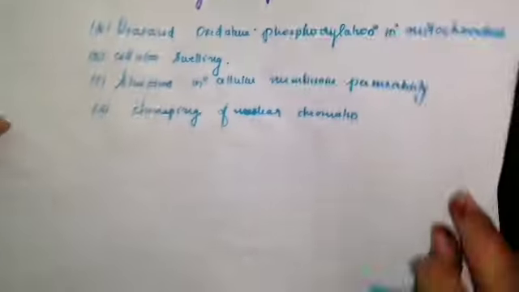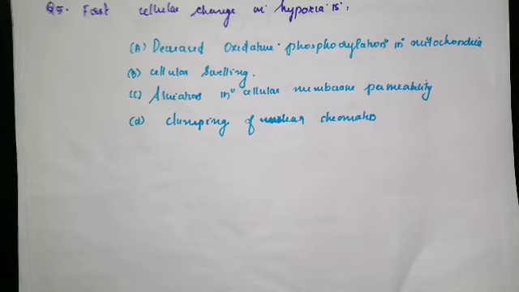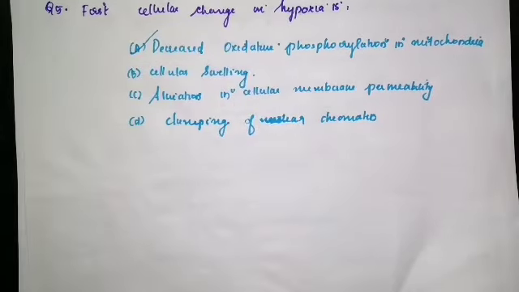Question number 5. The first cellular change in hypoxia is, we know that in hypoxia the first cell organelle to get damaged is the mitochondria. So that leads to decreased oxidative phosphorylation. So option A is the correct answer.